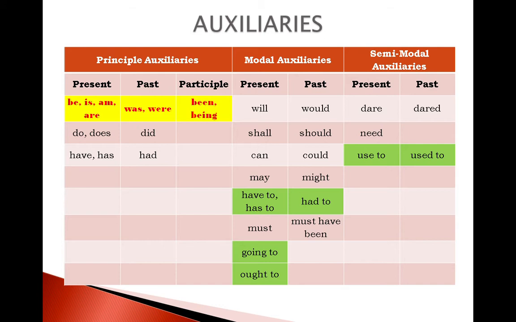If any other auxiliary other than forms of verb be is used in such a way that it's not followed by another verb, it is the main verb itself. We shall not call it a linking verb.